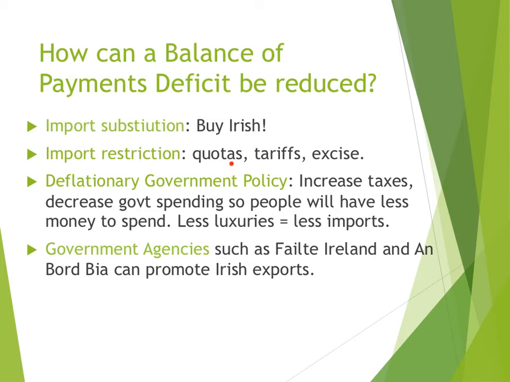Import restriction, so quotas, tariffs and excise duties on certain goods that are imported into the country. Deflationary government policy, remember we talked about inflation and we have deflation as well. Deflationary just basically means to make sure that the prices of goods and services don't increase. So we see an increase in taxes and decreased government spending so that people have less money to spend. It's the idea that if people have less money to spend, they're unable to afford luxuries, and as a result we see fewer imports.